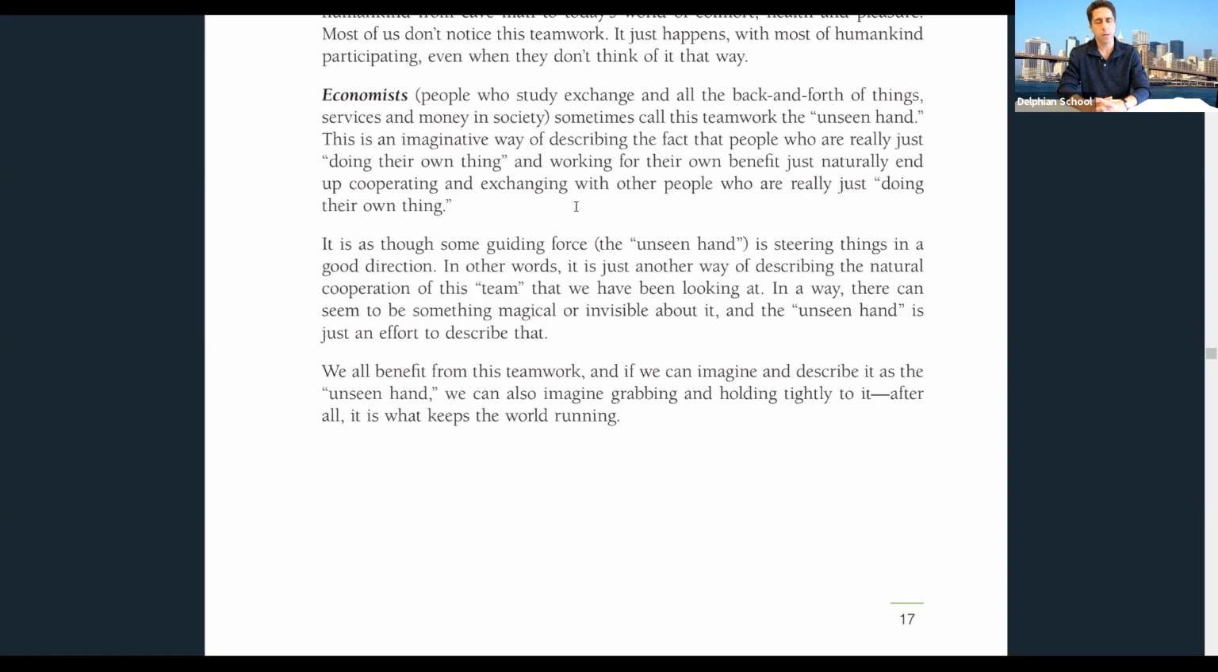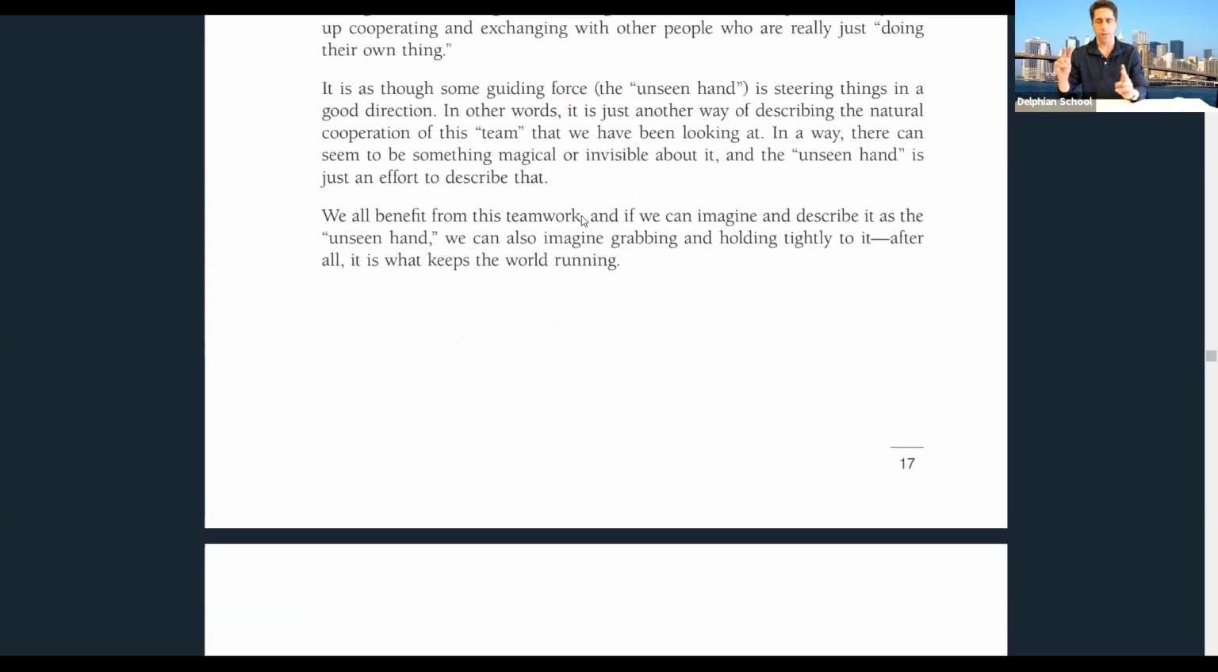This is an imaginative way of describing the fact that people who are really just doing their own thing and working for their own benefit just naturally end up cooperating and exchanging with other people who are really just doing their own thing. It is as though some guiding force, the unseen hand, is steering things in a good direction. In other words, it is just another way of describing the natural cooperation of this team that we have been looking at. In a way, there can seem to be something magical or invisible about it, and the unseen hand is just an effort to describe that.